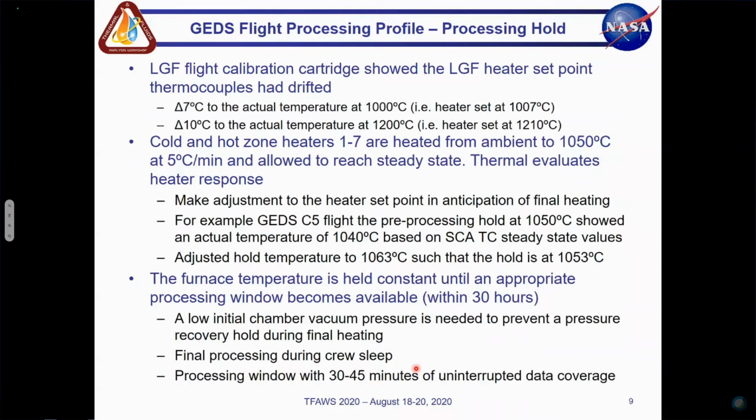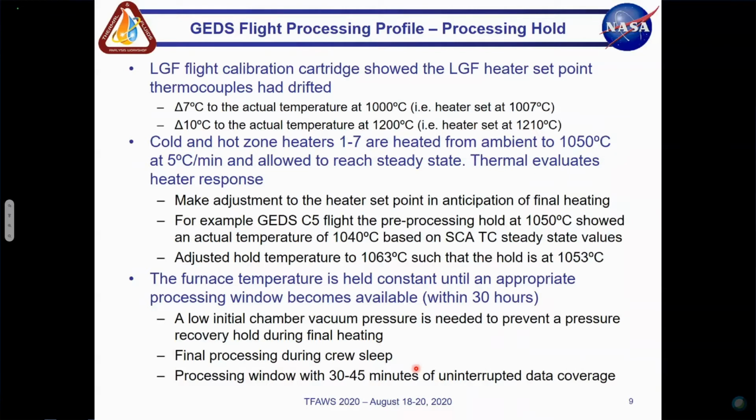And I'll talk a little bit more about that ramp up here in a minute. And then once we ramp up to the 1,210 degrees Celsius, the temperature is held constant until an appropriate processing window becomes available within about 30 hours. And then this also allows for a low initial vacuum pressure inside the chamber, and I'll talk more about that in the next slide.